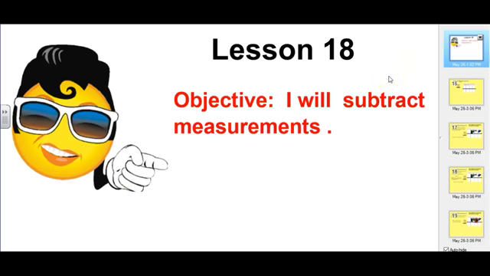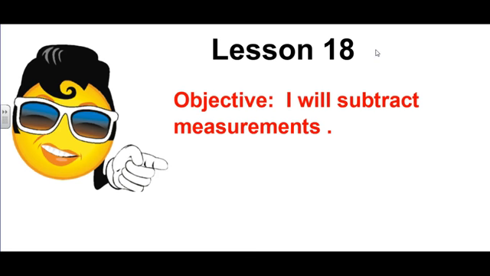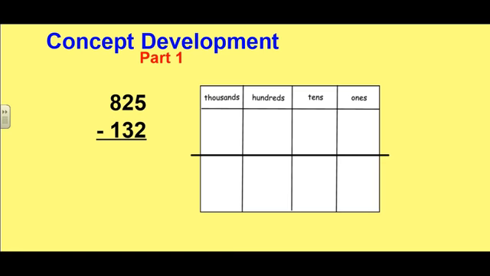Okay, so for lesson 18, we're moving on from adding and now we're going to work on subtracting. The objective says I will subtract measurements. So we're going to work some with the place value chart and some without the place value chart. So you will need your piece of paper definitely for the beginning of this.